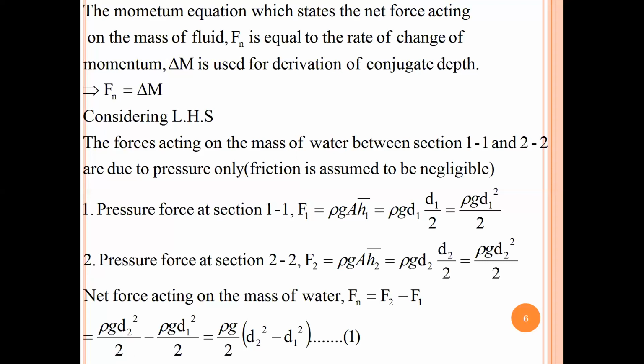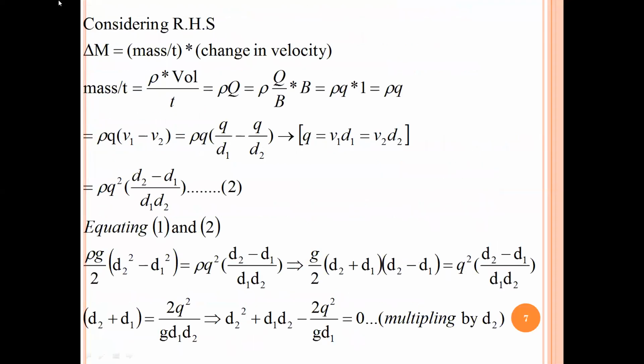And next we will be going to the rate of change of momentum. So if you remember your turbines, almost the same expressions will come. So the rate of change of momentum is given by mass by time into change in velocity. Now coming to mass by time, mass I always represent as rho into volume divided by T. Volume by T is nothing but discharge, so rho into Q. Now since in my expression I'm using discharge per unit width, I'm multiplying and dividing by B. And this Q by B, I'll write as small q, and we have assumed it as 1, so into 1. So finally mass per time will be rho into small q.